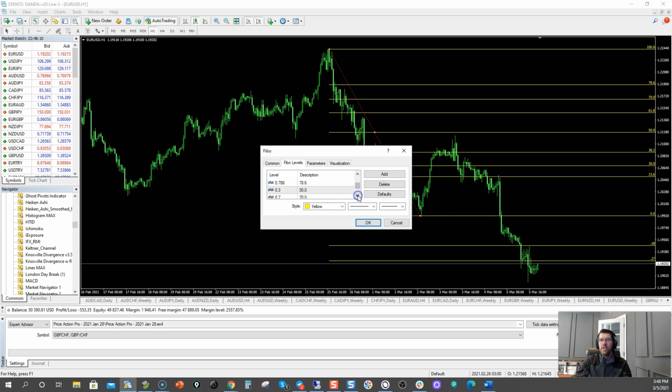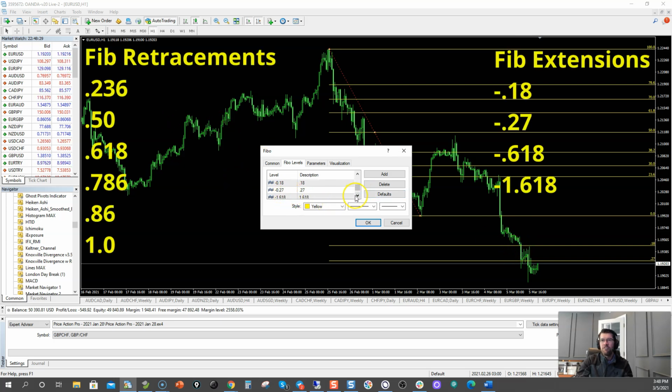Now, if I also go into negative values, I added those Gann levels. I added the 0.3. I added the 0.7. That's a 70% retracement. But I also added my negative values, which are my extensions. So the negative 0.18 is going to be illustrated down here. My negative 0.7, my negative 0.1618, my negative 0.618.